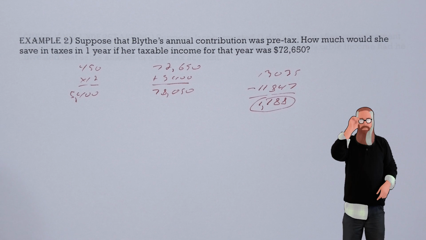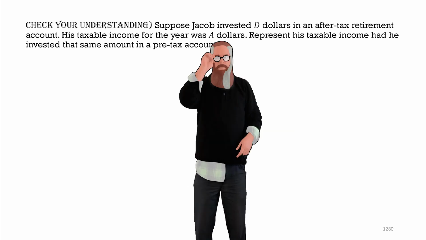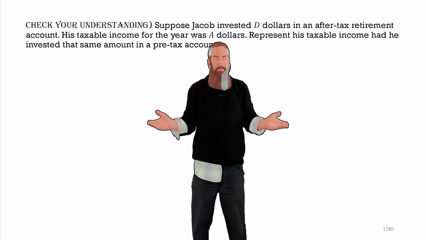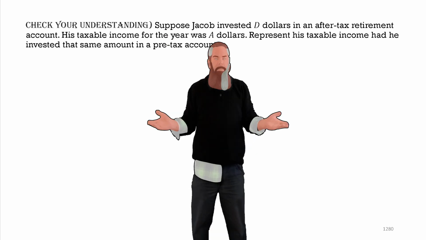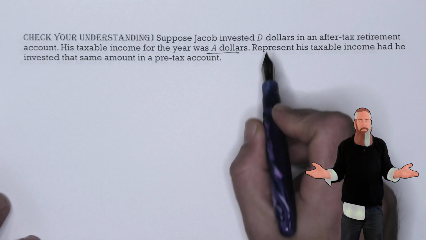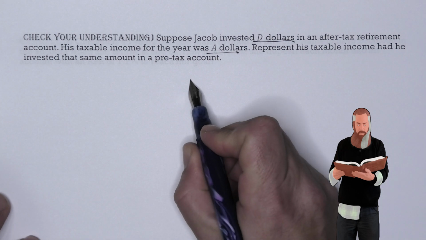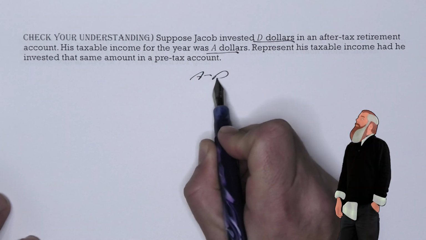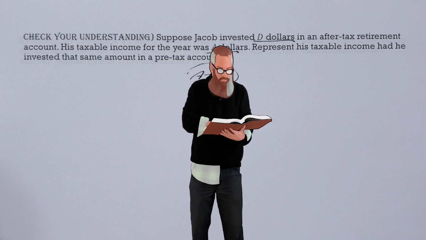Let's check our understanding of this by supposing that Jacob invested D dollars in after-tax retirement accounts. His taxable income for the year was A dollars. Represent the taxable income had he invested that same amount in pre-tax dollars. Well, his taxable income was A dollars and his tax deduction was D. This means his taxable income would be A minus D, as a nice simple equation.